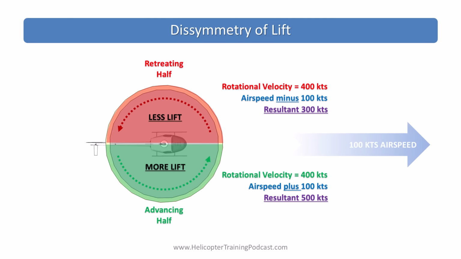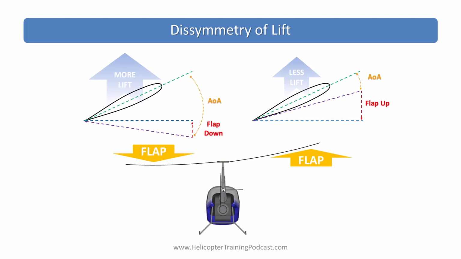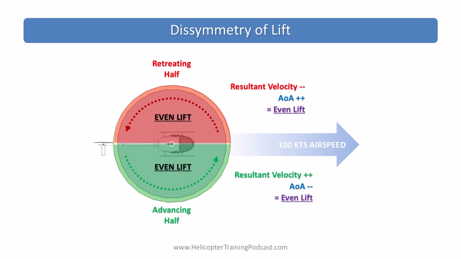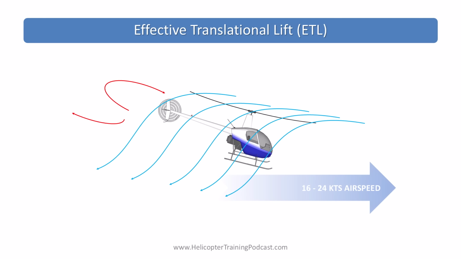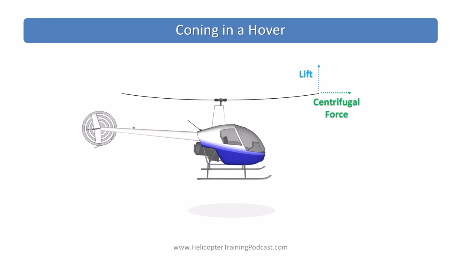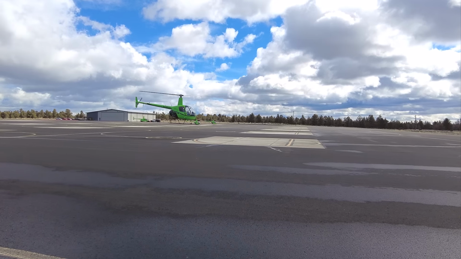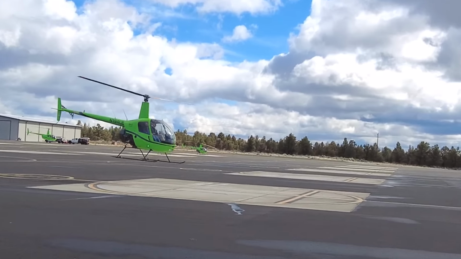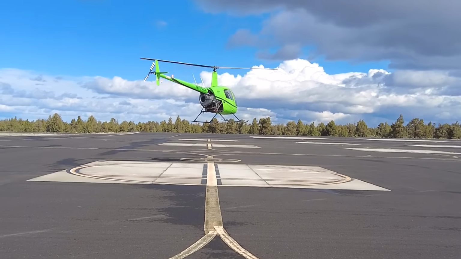Also, when we start getting above 10 knots or so of wind, we start getting into new aerodynamic situations such as dissymmetry of lift and transverse flow effect and effective translational lift. But we'll cover those along with other things such as coning and Coriolis effect, gyroscopic precession, and more in future episodes when we talk about takeoff and landing and involving faster helicopter airspeeds. All of this is to help you understand there's a lot going on in just the hover. So be patient with yourself if you're trying to learn this skill.